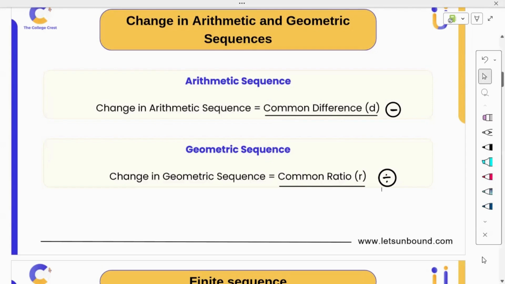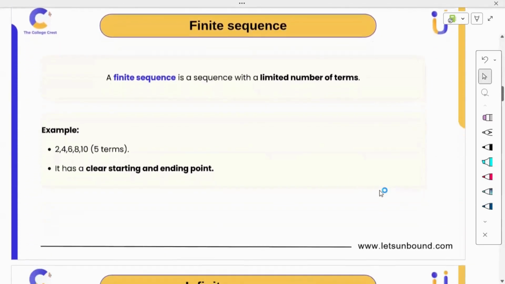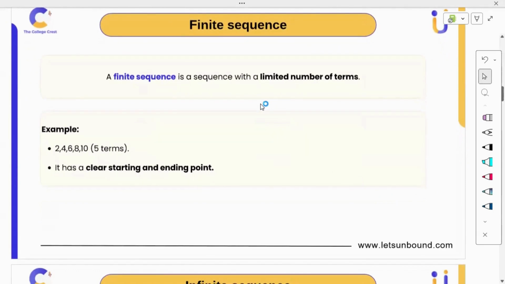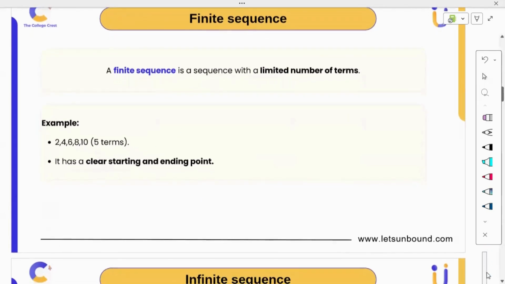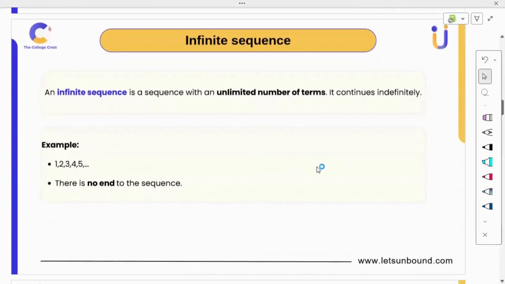Right, now there are two important types of sequence based on number of terms. One is a finite sequence, which has a limited number of terms, like 100,000, 10,000, something like that. So it has a starting point and also an ending term. An infinite sequence means it will go on infinitely. So there is no end for the sequence.